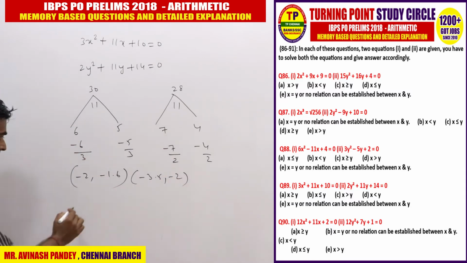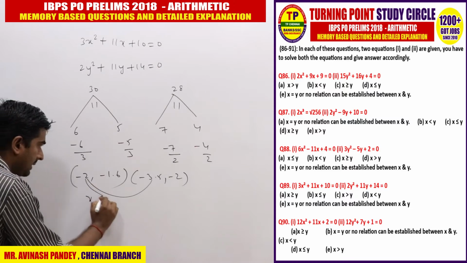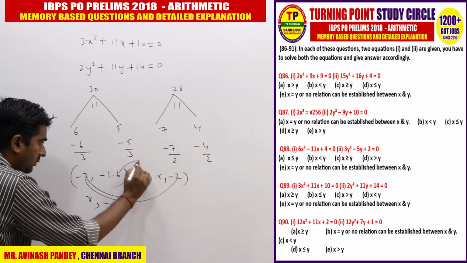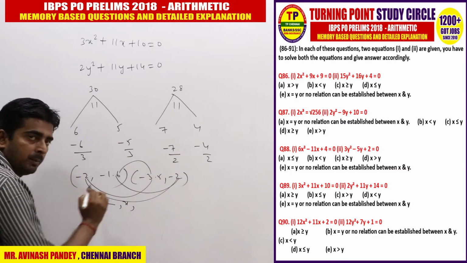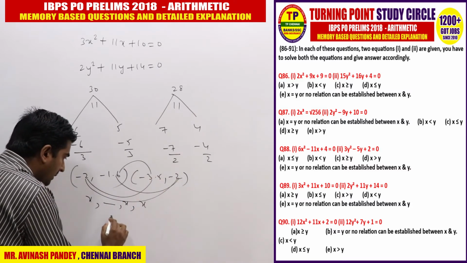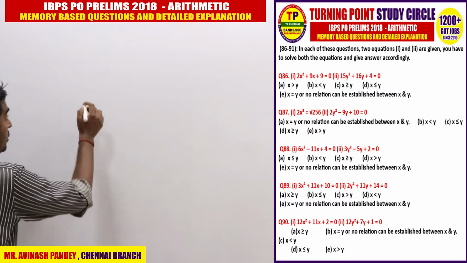Now I need to compare minus 2 and minus 3.5, which is greater? So x is greater. Minus 2 and minus 2 are equal. Minus 1.6 and minus 3.5, x is greater. Minus 1.6 and minus 2, again x is greater. So what is my answer? X is greater than or equal to y, right? That is my answer.